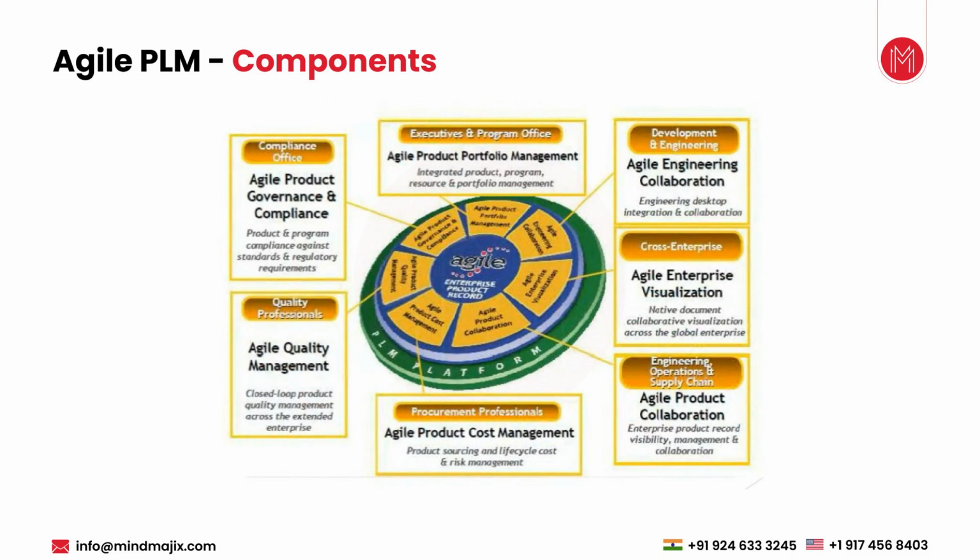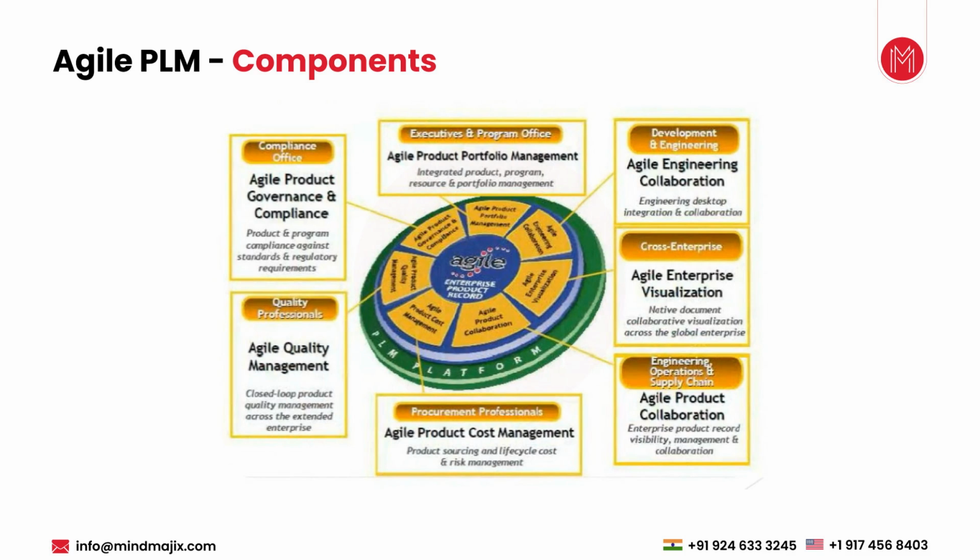All the visualizations, for example if there is a CAD diagram and we want to view that, come under Agile visual enterprise. And whatever cost information is there, we manage under Agile product cost management. So in all there are seven components or seven modules we have under Agile PLM.